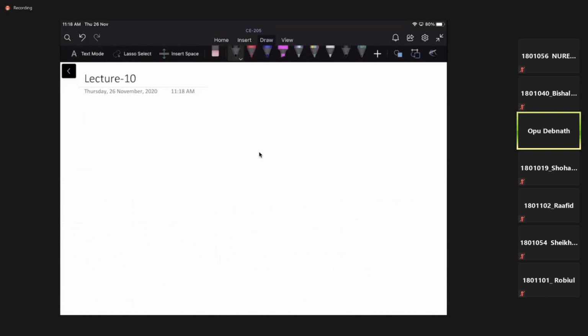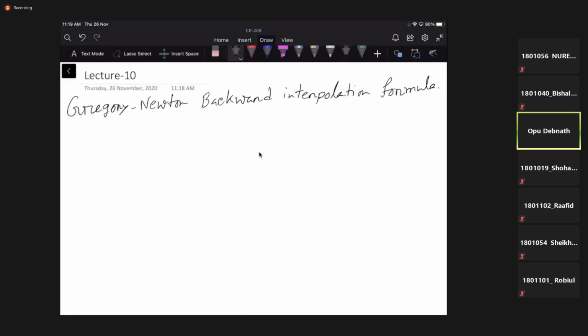This will be Gregory Newton backward interpolation. Okay, Gregory Newton backward interpolation formula. So I think we should not go for the detailed derivation, because the derivation procedure is almost the same.